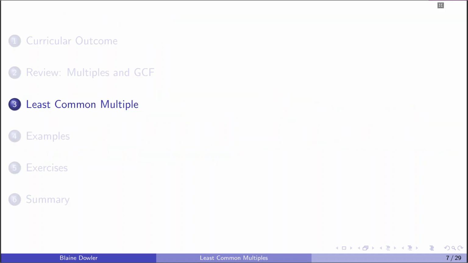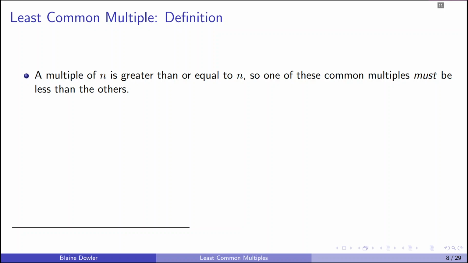So, getting into our least common multiple. A multiple of n is greater than or equal to n. So some of these common multiples have to be less than the others. Right? We can have multiples of 2 that never end. We can have multiples of 5 that never end. But when we look at both of their lists of multiples, there will be one number that is the lowest number on both lists. That's our least common multiple.